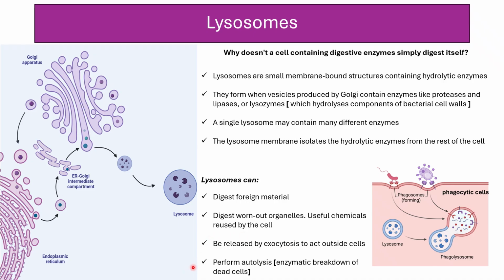The final role of lysosomes is performing autolysis. Autolysis is the process where a cell wants to kill itself, for example. The membrane of the lysosome will break itself, and this will allow the hydrolytic enzymes to be secreted inside the cell, and this will result in enzymatic breakdown of dead cells. So the cell will kill itself by the hydrolytic enzymes that are in the lysosome. So these are the main functional benefits and roles of lysosomes.